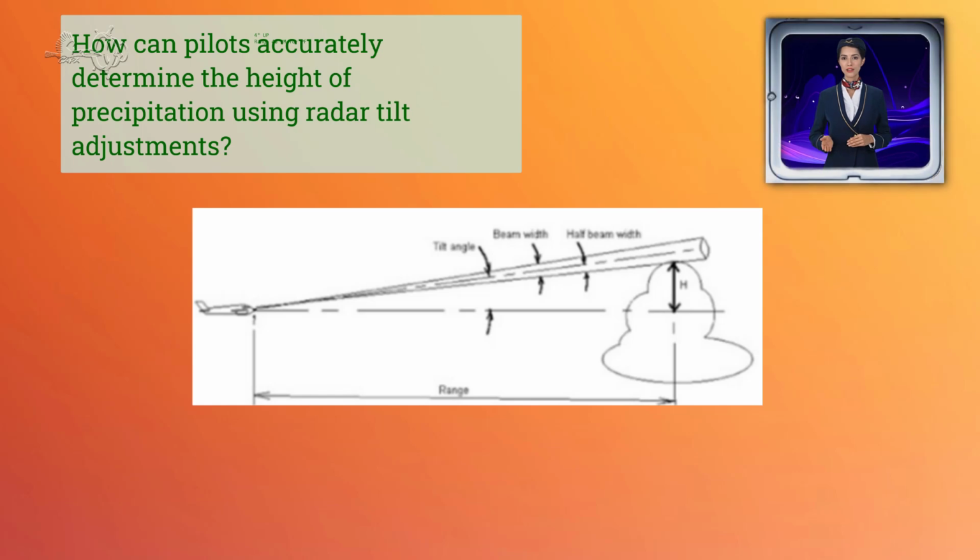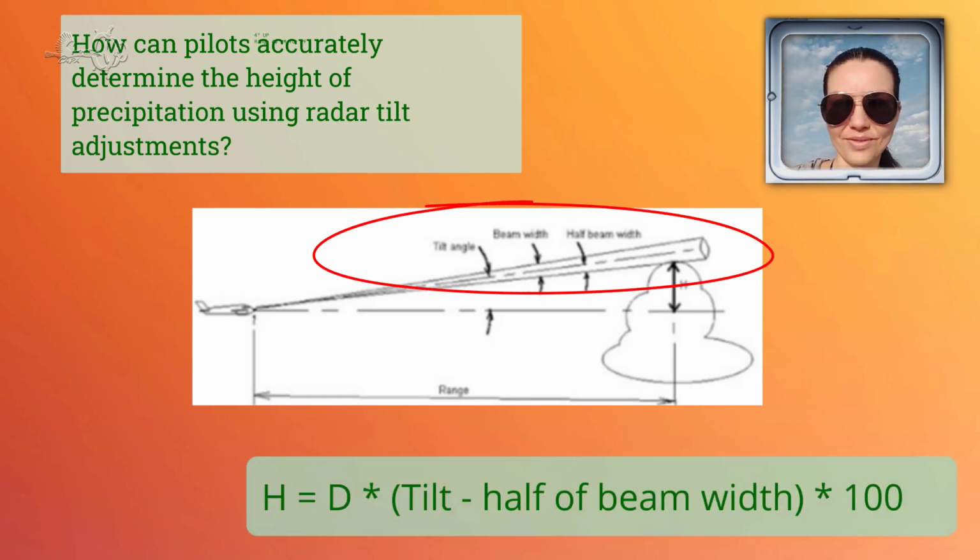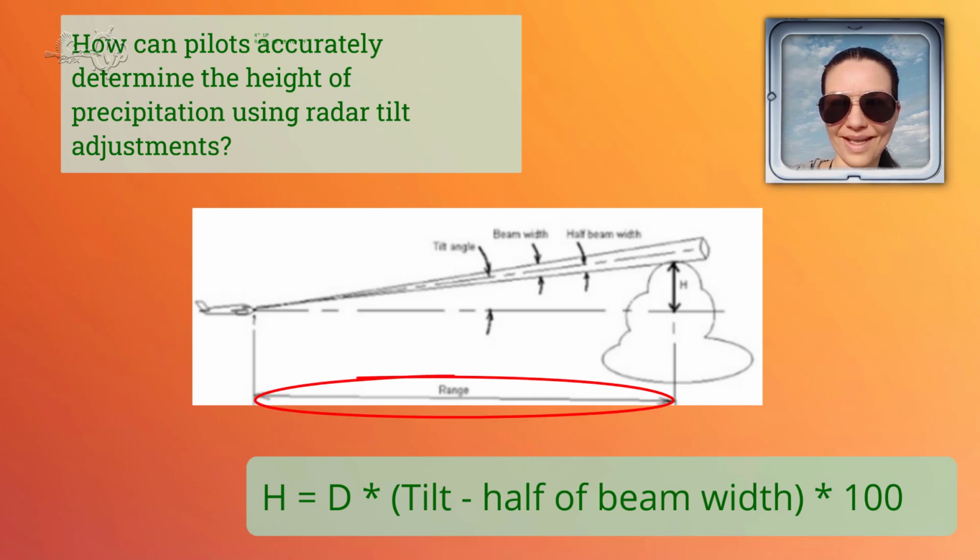Now for a very practical question, how can we determine the height of precipitation based on tilt angle and distance? Step number 1, define the tilt angle and subtract half the beam width. In commercial jets, the beam width is around 3 degrees, so subtract 1.5 degrees. Step number 2, determine the distance to the storm and multiply that result by 100. You now have the height of the precipitation relative to the aircraft's altitude.